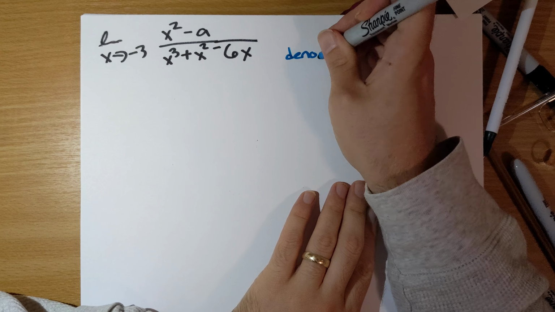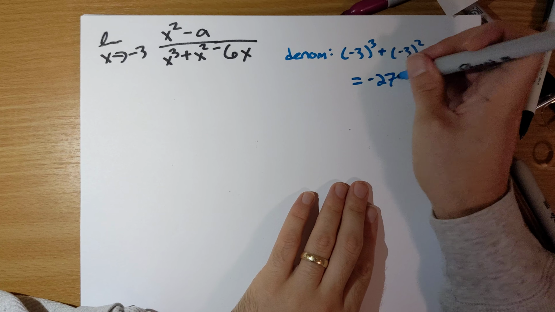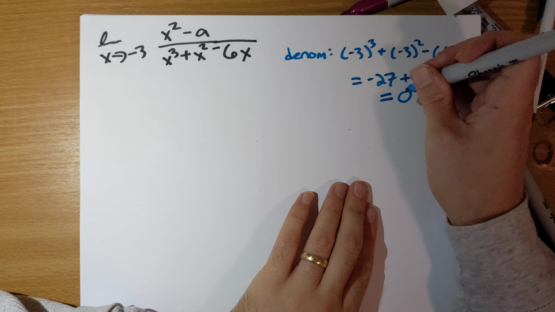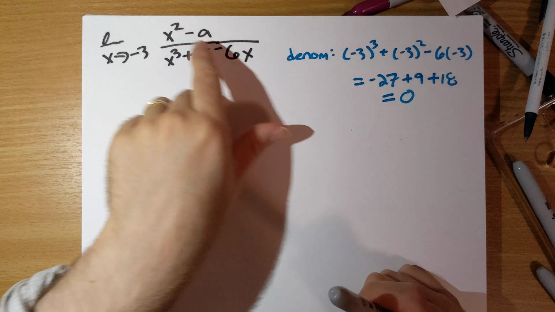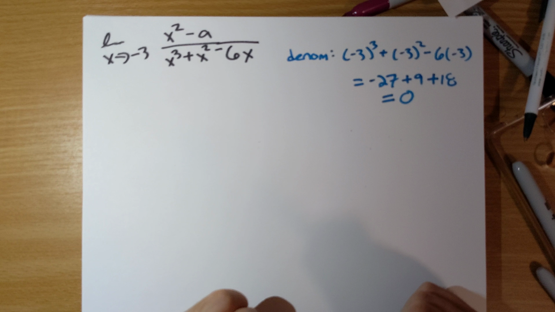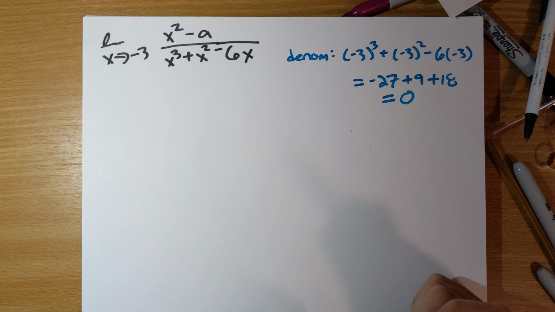we get -3 cubed plus -3 squared minus 6 times -3. And this is -27 plus 9 plus 18, and we get 0. So when we try to plug in -3 into the denominator, we get 0. So if we want the limit to exist, part A says find the value of a for which this limit exists. If we want the limit to exist, we need the numerator to equal 0 when we plug in -3.